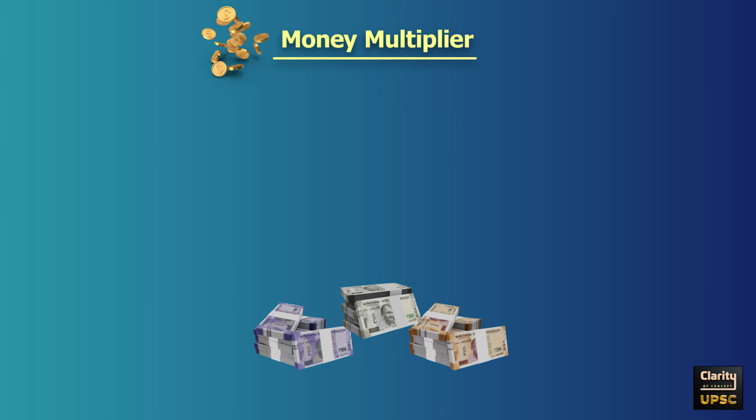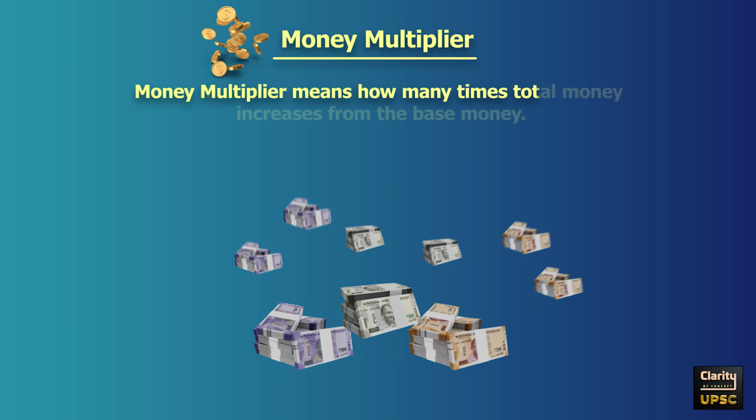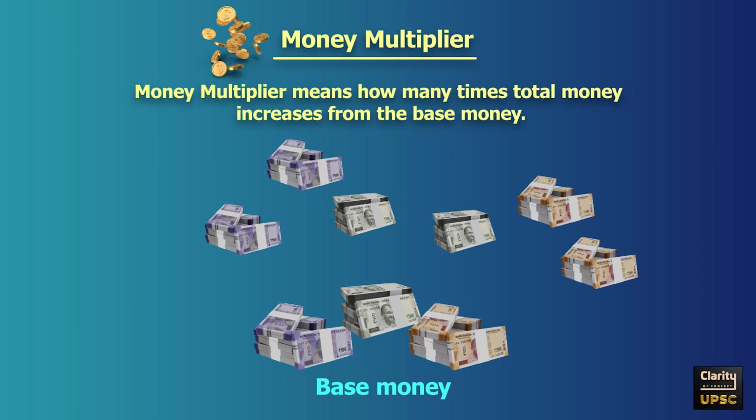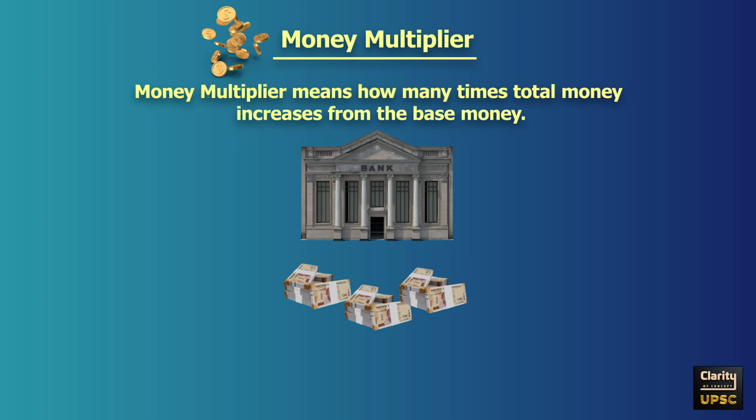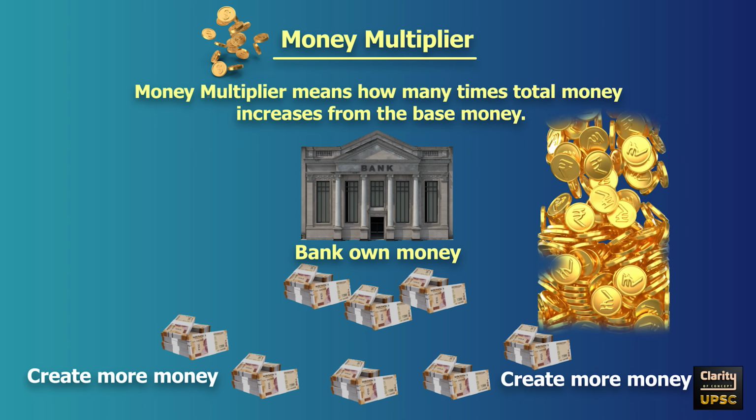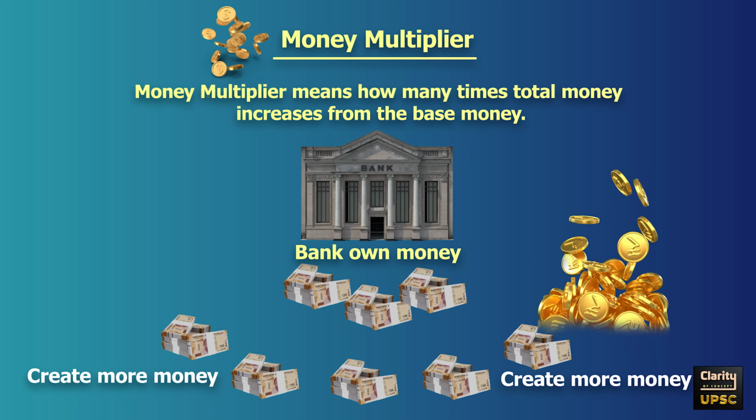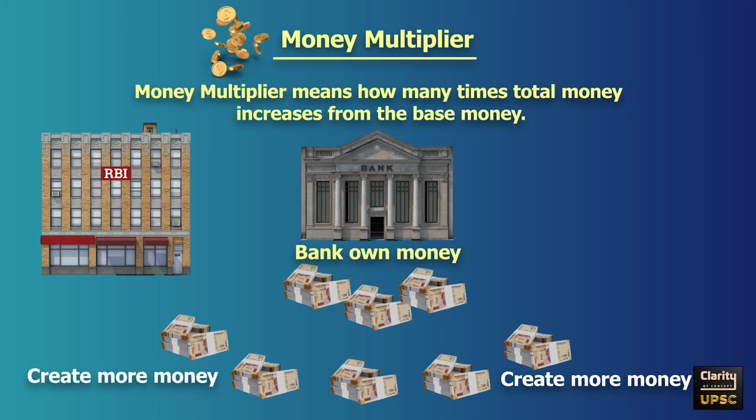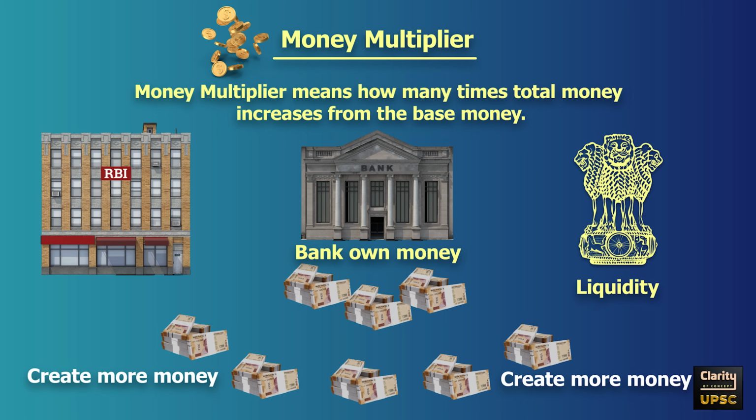Money multiplier means how many times total money increases from the base money. In simple words, it shows how banks create more money from the money they have. It is used to know how much money is really flowing in the economy. It helps RBI and the government to understand liquidity.